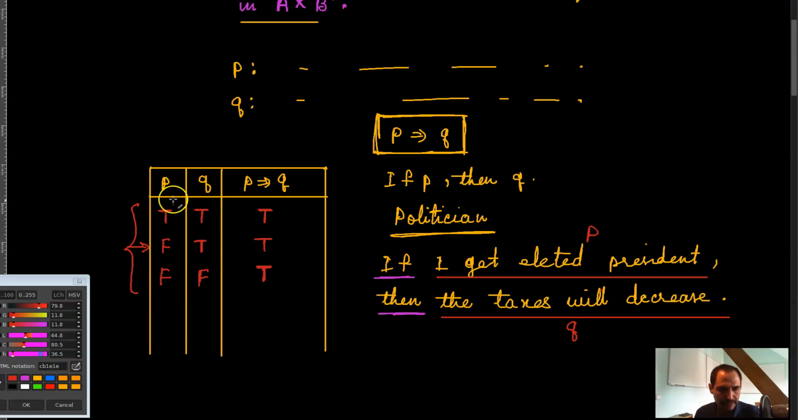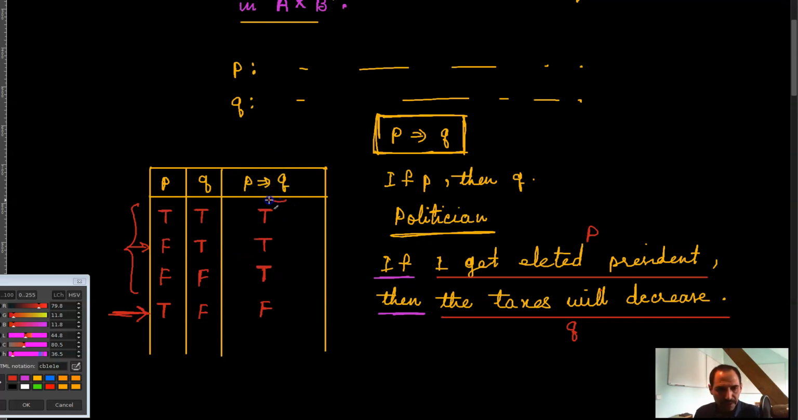Now suppose that P is true, meaning that the politician gets elected as president, and the taxes will not go down, meaning that Q is false. In that case, the politician has not kept his promise, which means that this statement is false. So only in this case can you say that P implies Q is false. Otherwise, in all of the other cases, you can say that P implies Q is true.